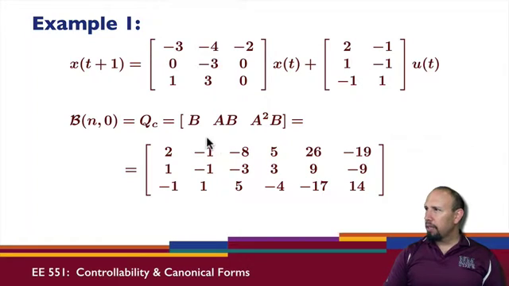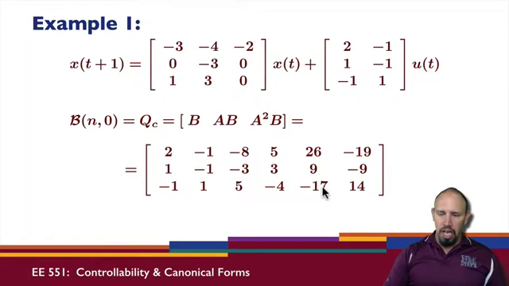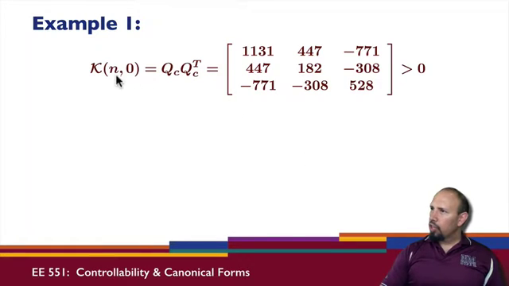Because I have multiple inputs, I have 2 columns in my B matrix, so my controllability matrix is not square. Okay, it's fat. So this is my controllability matrix. I can compute the controllability Gramian up to time n, which is Q_C times Q_C transpose, and I can show the eigenvalues of this are all strictly positive. Therefore, my controllability Gramian being positive up to time n means my system is controllable.